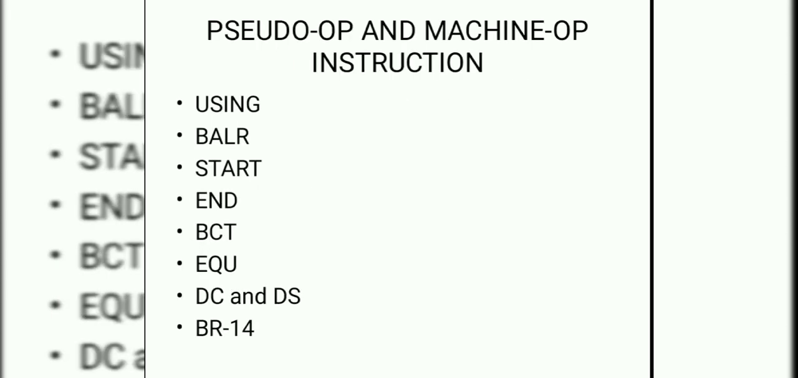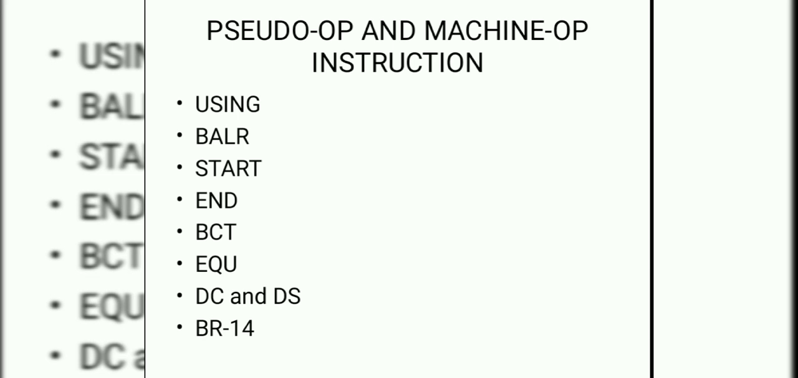Assembly language uses instructions that specify an operation of the assembler. It uses pseudo-op and machine-op instructions. Using a pseudo-op indicates to the assembler which register to use as a base and what its content will be. To load a register with the next address, the BALR instruction is used.